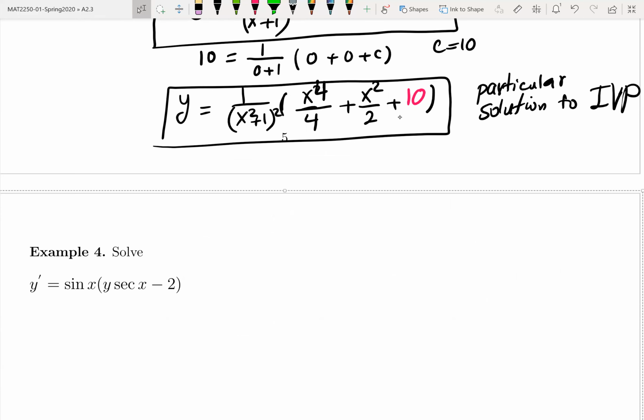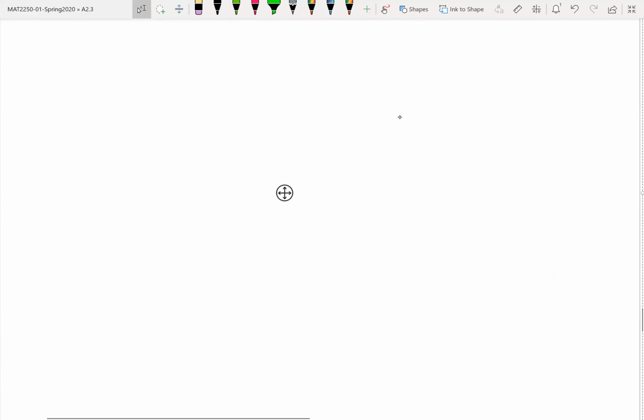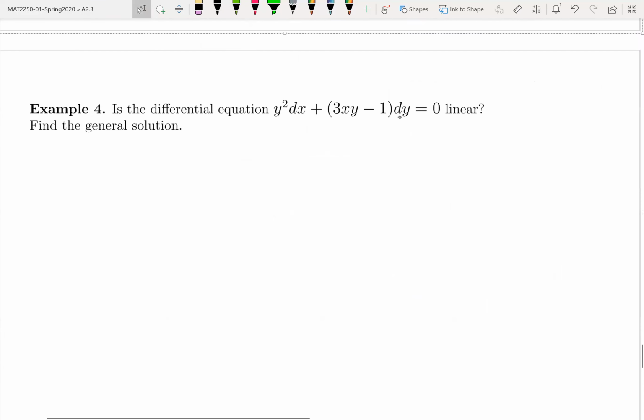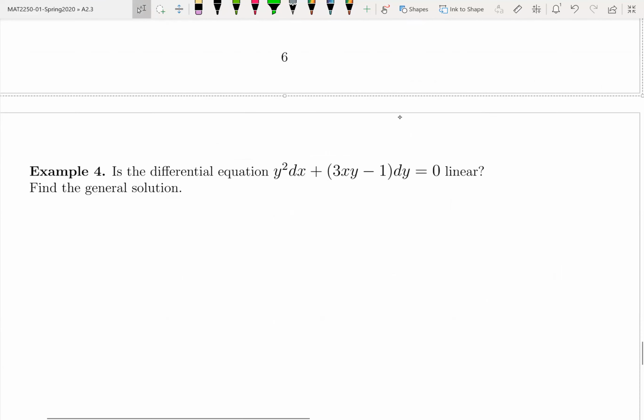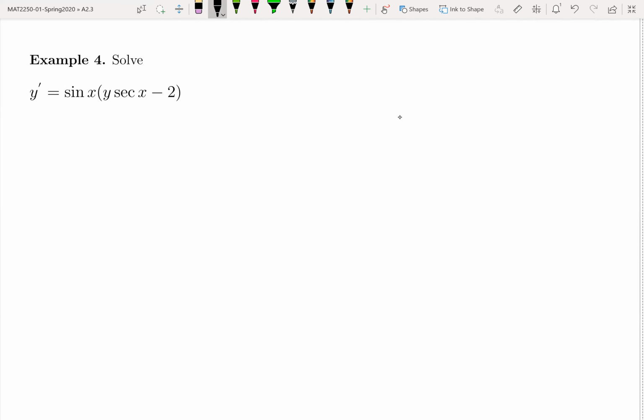Okay, so I think I have one more example. Oh no, I have two more examples. Can I give you a minute to try to make it in standard form? Okay, so I have to make it in this form. Just right now, make it in standard form and give me what is your P of x and Q of x.